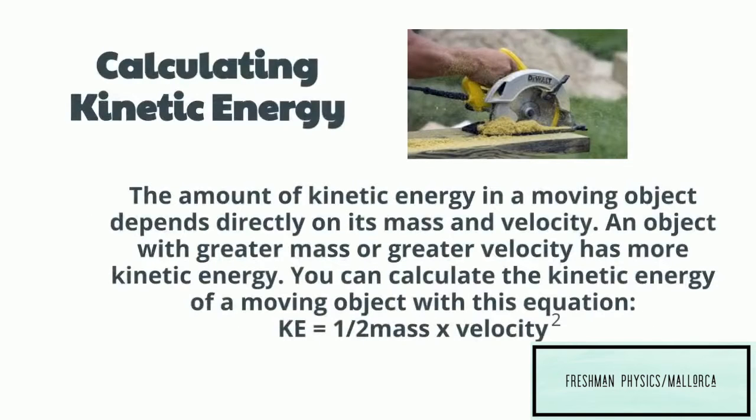How do we calculate kinetic energy? The amount of kinetic energy in a moving object depends directly on its mass and velocity. An object with greater mass or greater velocity has more kinetic energy. You can calculate the kinetic energy of a moving object with the equation kinetic energy equals 1/2 times mass times velocity squared.